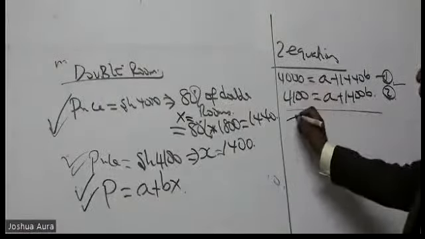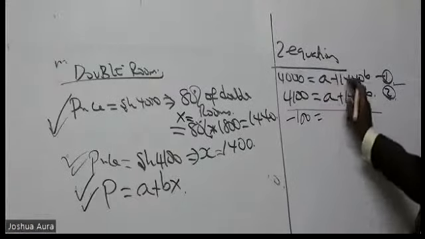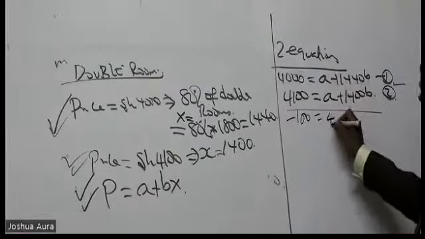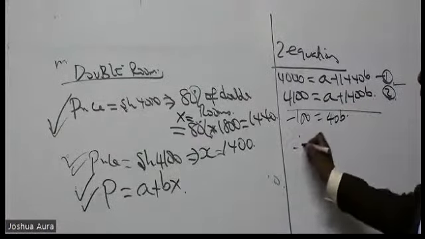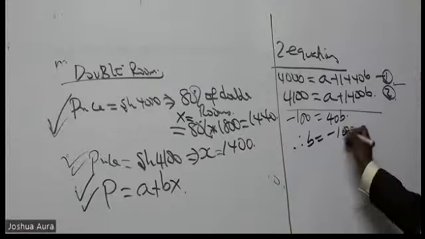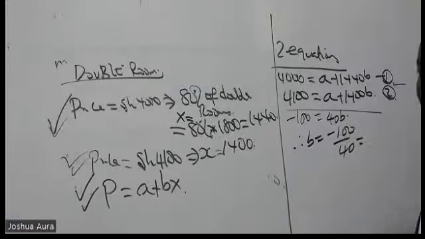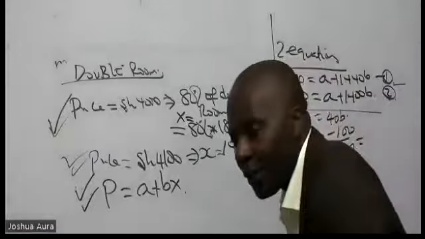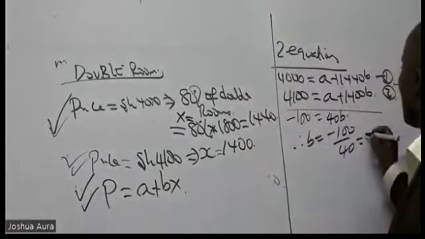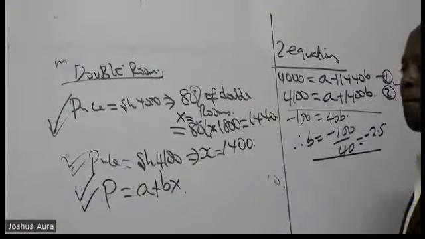So this gives me minus 100 equals, this disappears, positive 40B. Meaning that B will be minus 100 over 40, which gives me what figure? Minus 2.5. Thank you very much. So minus 2.5, that is the value of B.